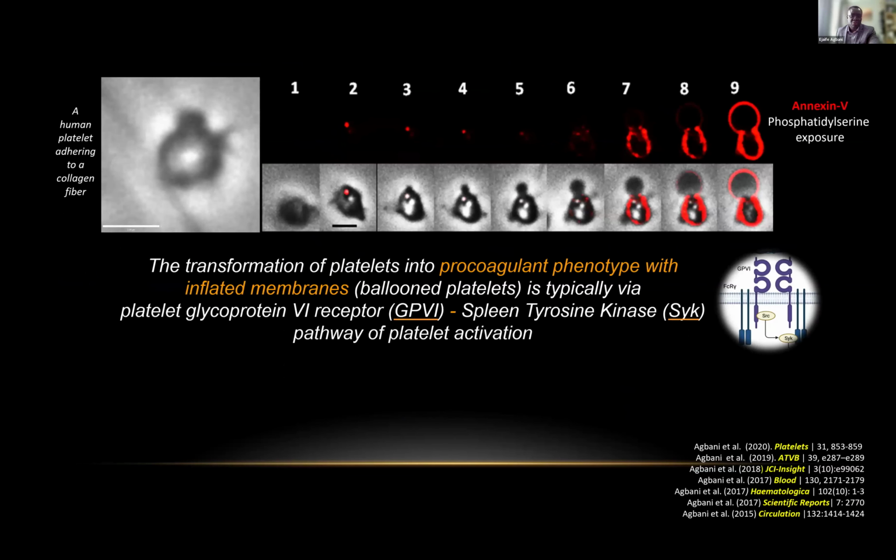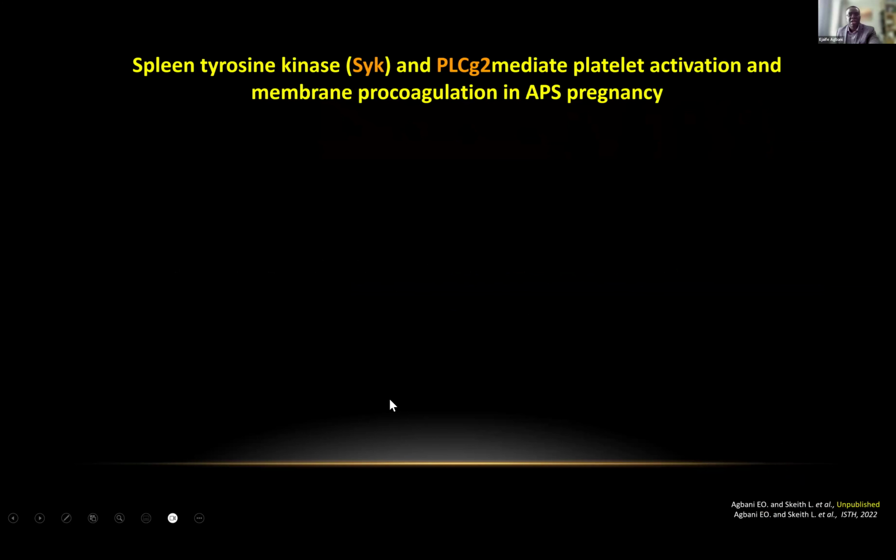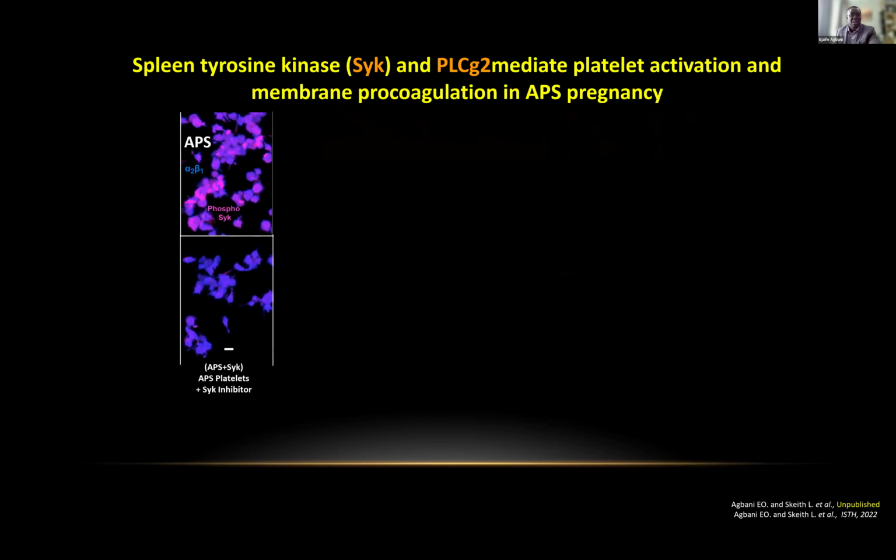So the sort of changes that we've seen in this platelet is something that brings back memory. We know that the transformation of platelet into procoagulant phenotype, ballooning platelet, is a big pathway we talked about earlier on. So that was our first trial. So we tried to look at the possibilities that SYK and PLC-gamma2 mediate platelet procoagulation and membrane platelet activation and procoagulation in APS platelets.